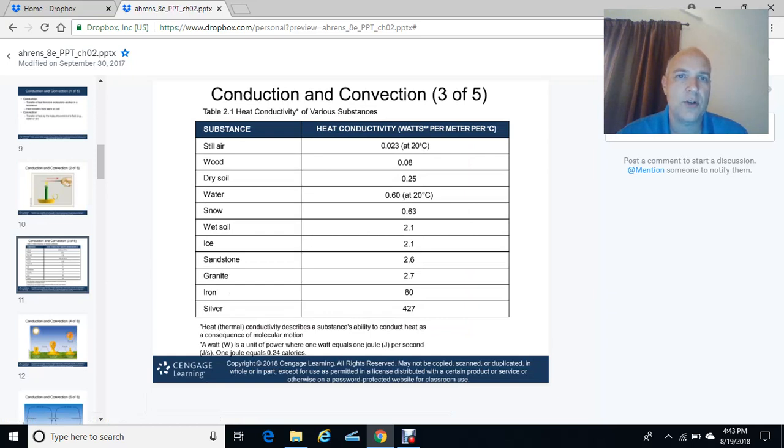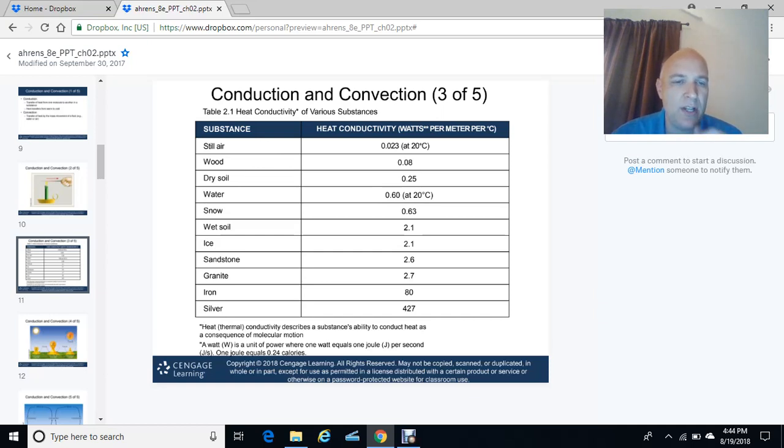All right, here are some different heat conductivities of various substances. If there's still air, or wood, or dry soil, every substance is different in the way it conducts heat. Still air has a much different value. Now these values, the heat conductivity, are in watts per meter per degree Celsius. I want you to just pay attention to some of the higher values. Silver 427, granite, which is more of a rock, at 2.7, sandstone 2.6, ice is at 2.1 for heat conductivity. Then you have snow at 0.63, water at 0.60.